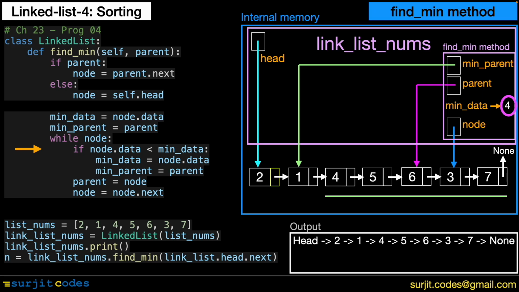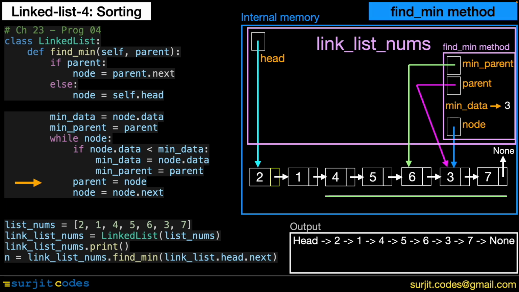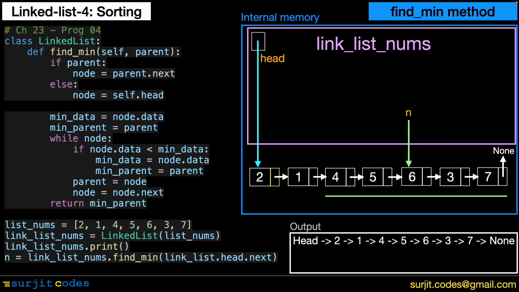One more iteration of the loop goes the same way. Now that node data is 3, which is less than min data, the if statement is true. So we save 3 in min data and parent in min parent. Like in every iteration, parent moves to node and node moves to 7 this time. In the last iteration, parent becomes 7 and node becomes none. With this, the loop terminates and we return the min parent. The method ends and we save min parent in n.